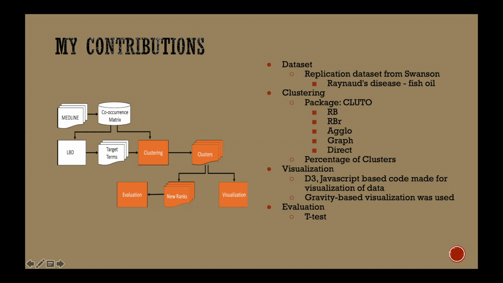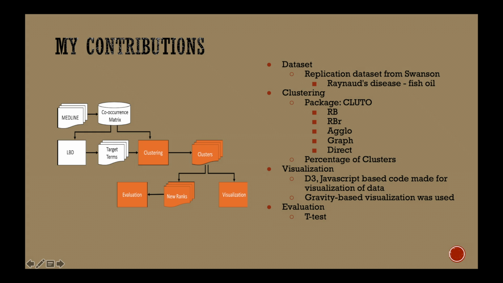The clustering is done using the CLUTO package, which consists of 5 different clustering algorithms. RB, which stands for repeated bisection, and that's when you have one cluster and you work your way down to the desired number of clusters. RBR, which is just repeated bisection with a global component. Agglomerative or agglo, which is when you start out with each individual term in its own cluster and you work your way up. Graph, which draws vectors of the terms and groups them together based on the vectors. And then direct, which clusters everything at once.